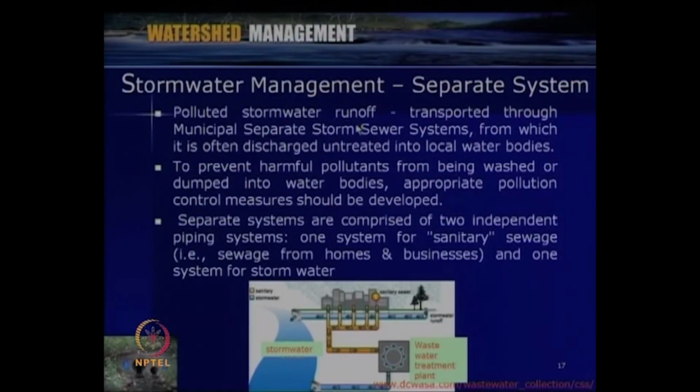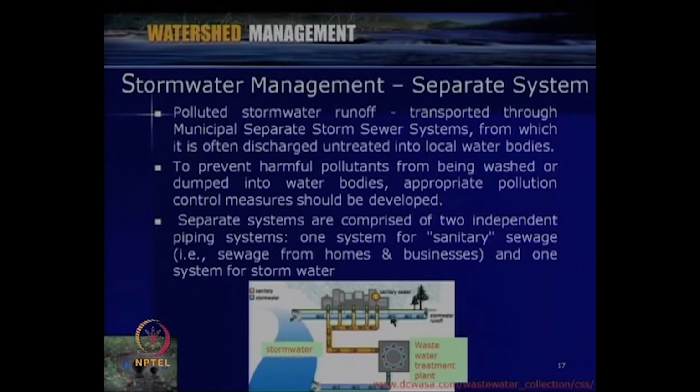So, in the separate system, the polluted storm water runoff is transported through municipal separate storm sewer systems, from which it is often discharged untreated to local water bodies. To prevent harmful pollutants from being washed or dumped into water bodies, we can also go for appropriate pollution control measures. Separate systems comprise two independent piping systems, one for sanitary wastewater and another for the storm water.